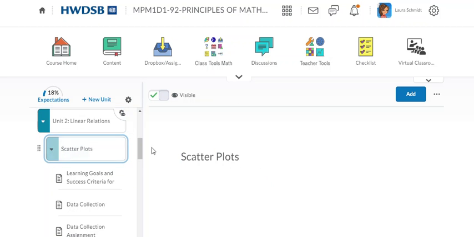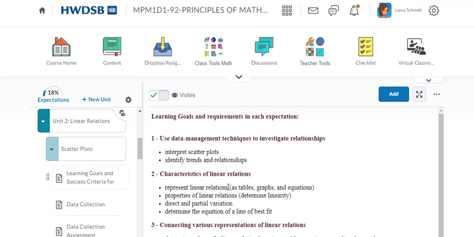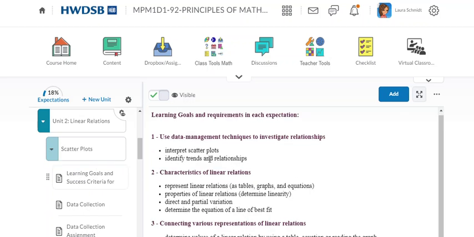So in scatter plots, you'll see the learning goals and success criteria. So this is what we want to accomplish in Unit 1. We're going to use data management techniques to investigate relationships. So we're going to draw scatter plots, make lines of best fit, and determine if we think there's some kind of relationship that we can visually see.